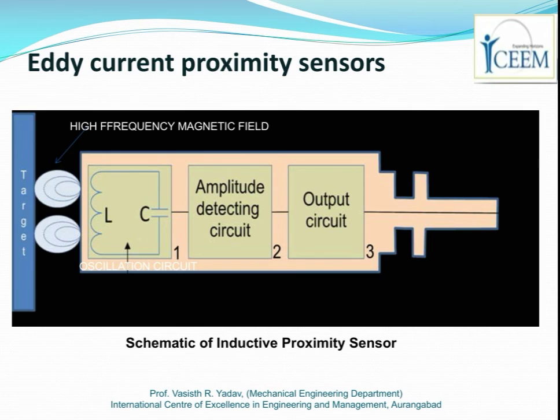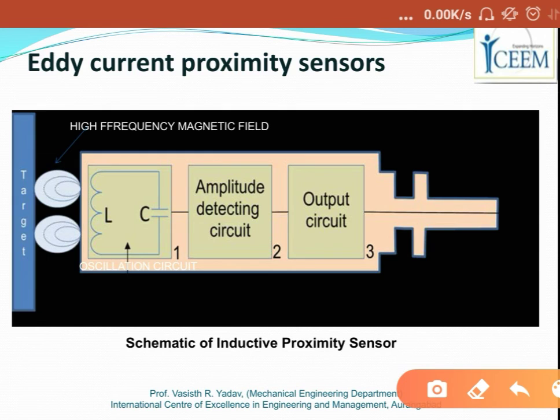Now, moving forward, in proximity sensors, that is a sensor which is utilized to measure displacement or position, one of the sensors is the eddy current proximity sensor. So in this figure in front of you, you can see the eddy current proximity sensor. It is the schematic of an inductive proximity sensor.